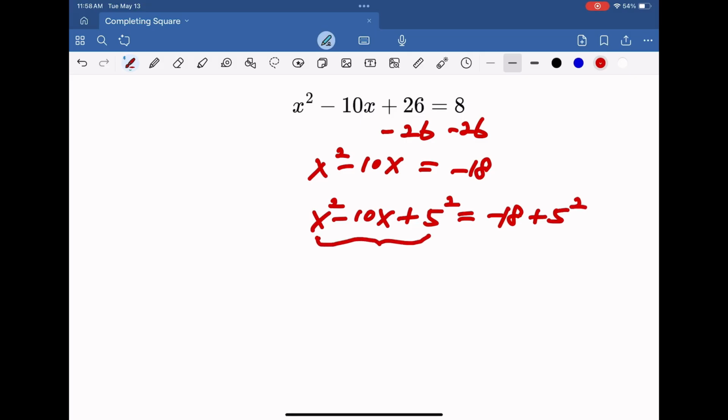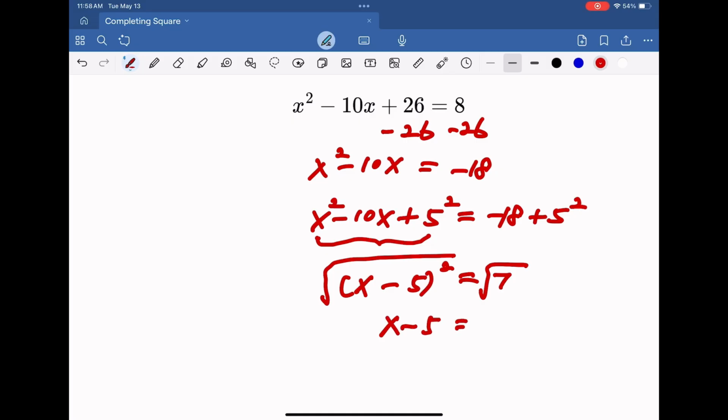Now we have (x minus 5) squared. Remember that you have to take the sign with the coefficient of x, so minus 5 squared. Negative 18 plus 25 is 7. Now you take the square root, so you have x minus 5 equals plus or minus the square root of 7. You add 5 to both sides, so x equals 5 plus or minus radical 7.